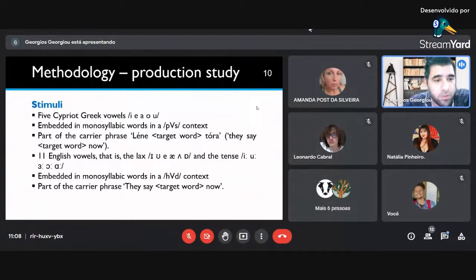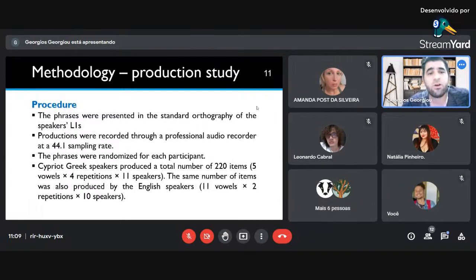Regarding the stimuli of the British English vowels, I used the 11 English vowels, the tense and lax vowels. They were embedded in monosyllabic words in an HVD context, and they were part of the carrier phrase "they say ... then" and the word "now". The procedure: I presented these phrases in the standard orthography of the speakers' L1s. They produce these carrier phrases, and they were recorded with a professional audio recorder.